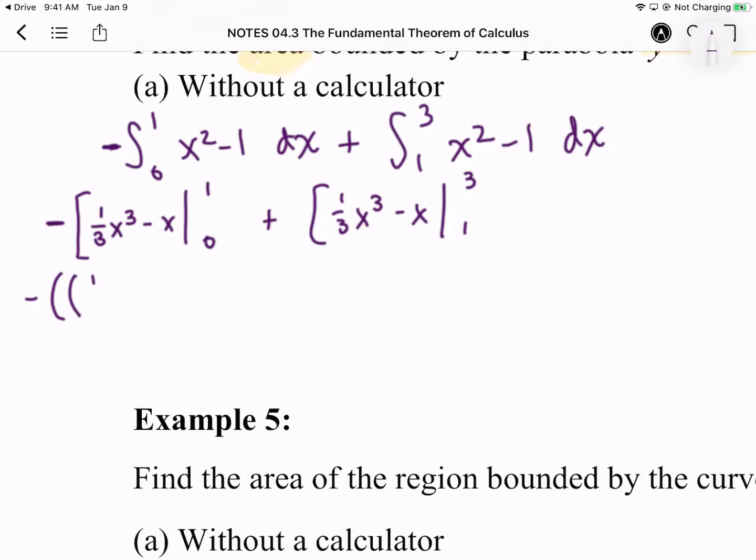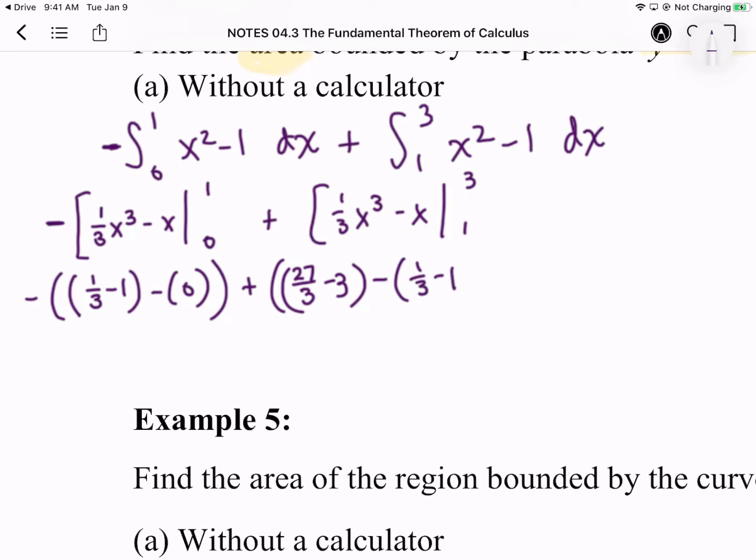So I'll plug in 1. I get 1/3 minus 1. Plug in 0. I get 0. And now I plug in 3. I get 27/3 minus 3. And then plug in 1. I get 1/3 minus 1.